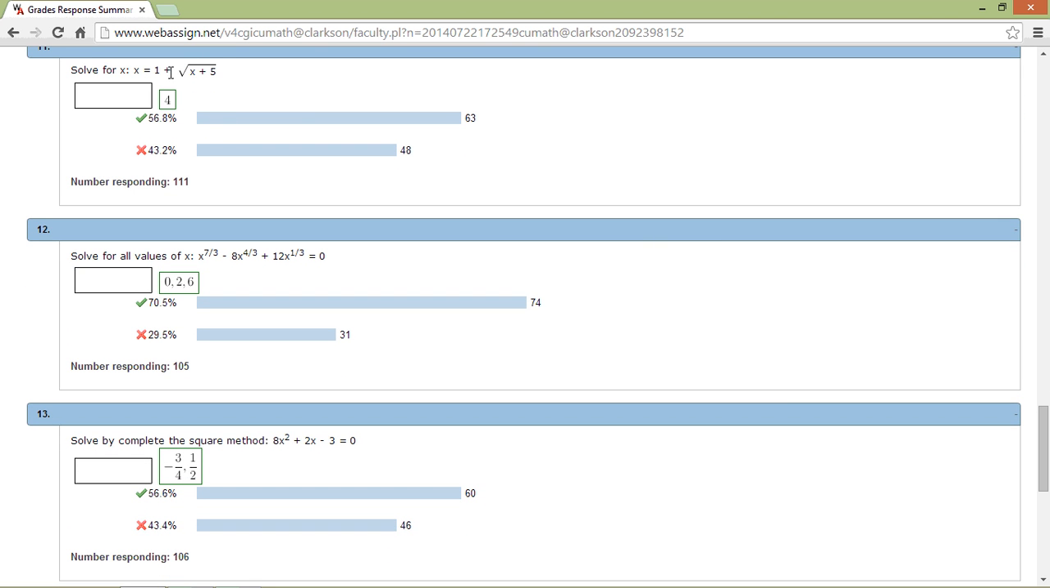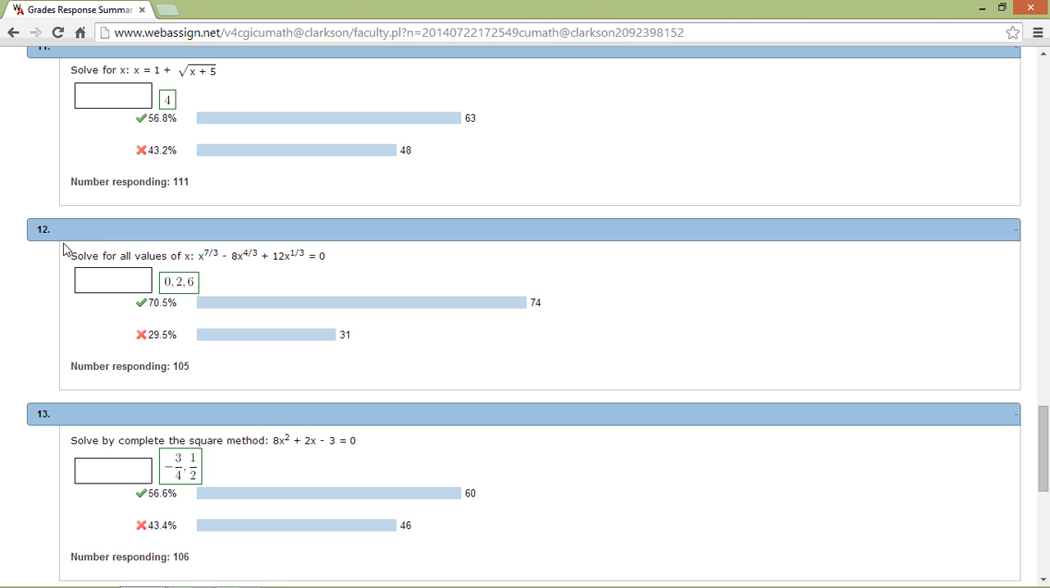But again, what we think happened to a lot of people is when you solve this, you end up with two answers. And one of those answers does not check. It's not a legitimate answer. And again, it comes down to seeing structure.